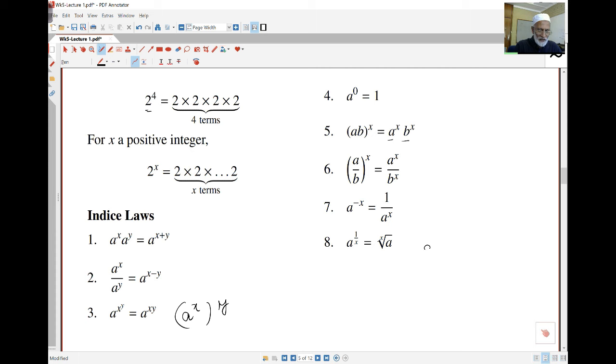And a to the 1 upon x means the xth root of a. So when I write something like a to the half, that's the same as the square root of a. And for example, a to the third would then be the cube root of a. So those are the laws. You need to understand how they work and be able to apply them. They aren't so hard to remember.